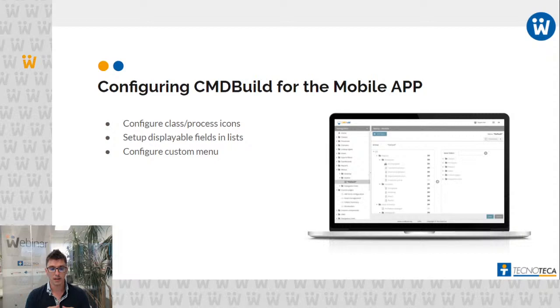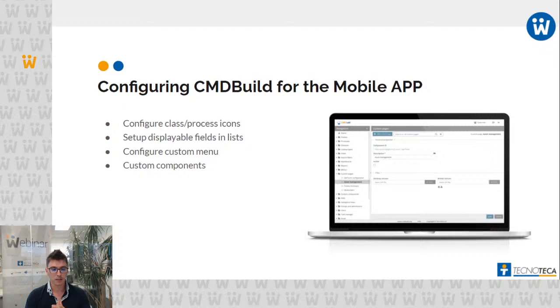Then we can configure the custom components for mobile. We can have two versions for each custom component, the desktop version and the mobile version. We can also have some custom components available only for mobile or only for the desktop version. And by custom components, I mean custom pages, custom menu items, and custom widgets.